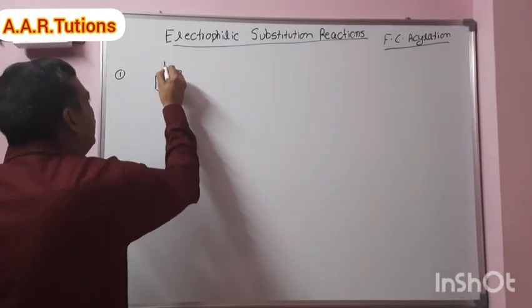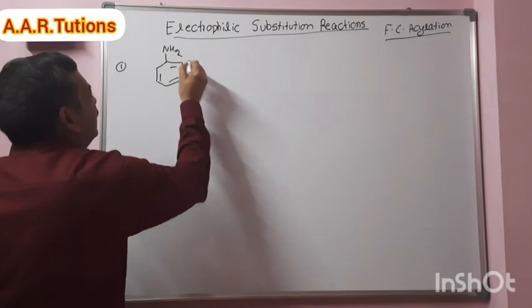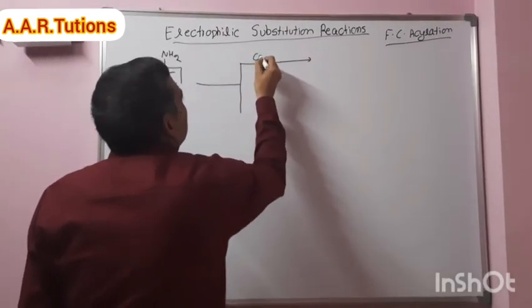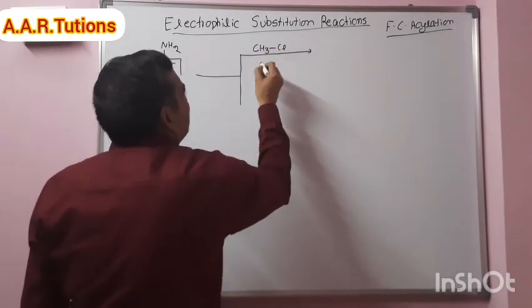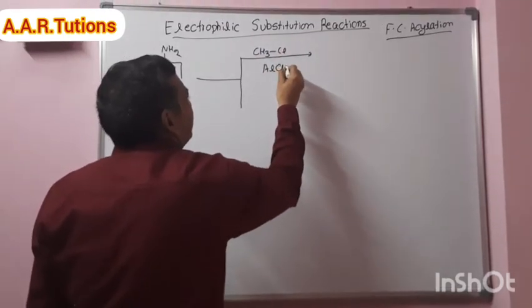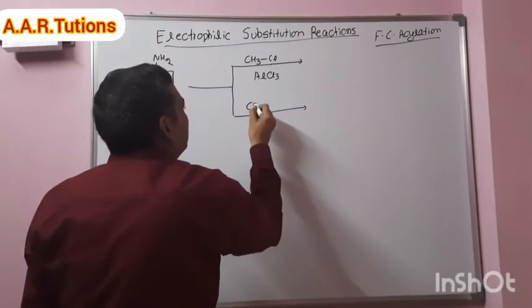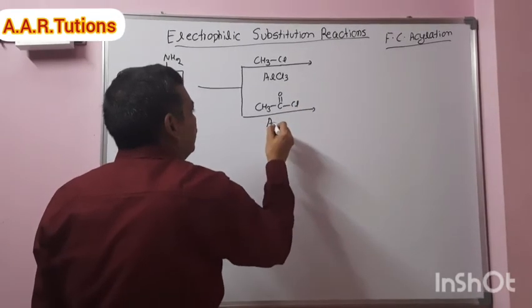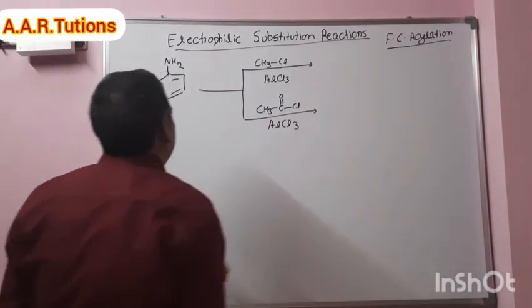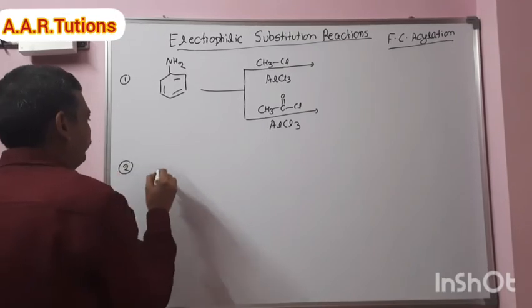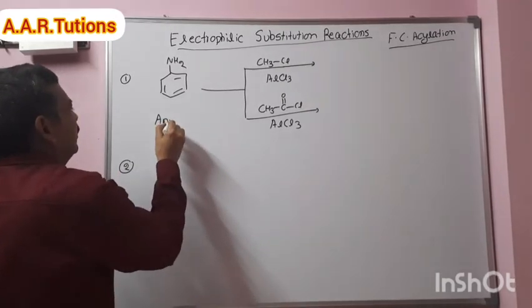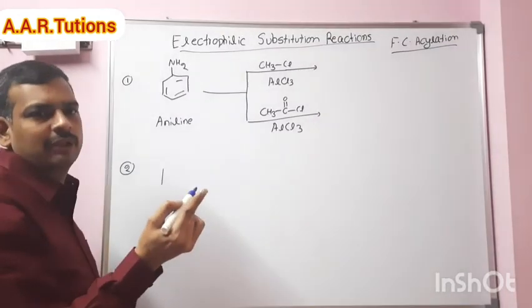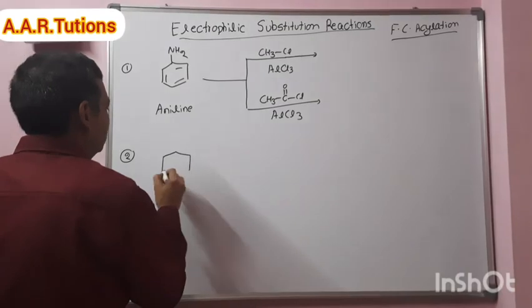Right. So next one, aniline. When aniline reacts with CH3Cl in presence of AlCl3, and acetyl chloride, CH3COCl, in presence of AlCl3, write the product formed. Question number 2. This is aniline. Write the product formed when aniline undergoes Friedel-Crafts alkylation and Friedel-Crafts acylation.